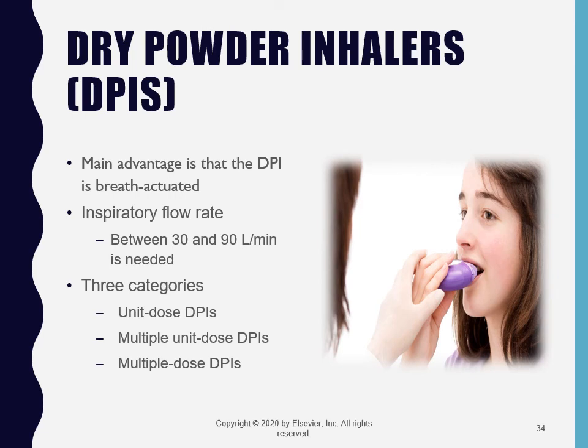Dry powder inhalers are good for a patient that can breathe in sharply. They are breath actuated, but you need an inspiratory flow rate between 30 and 90 liters per minute. And some of our very young or very old patients may not be able to do that. However, they're great for older children, teenagers, and young adults. There are three categories of DPIs: a unit dose DPI, a multi-unit dose DPI, and a multiple dose DPI.